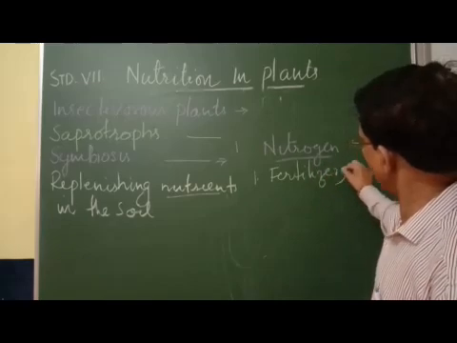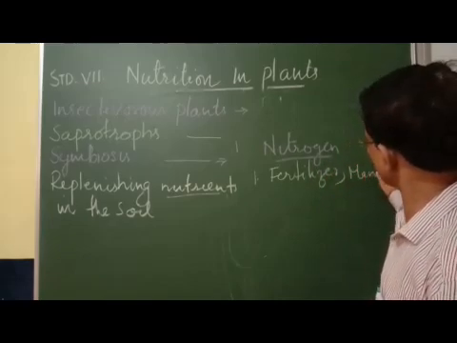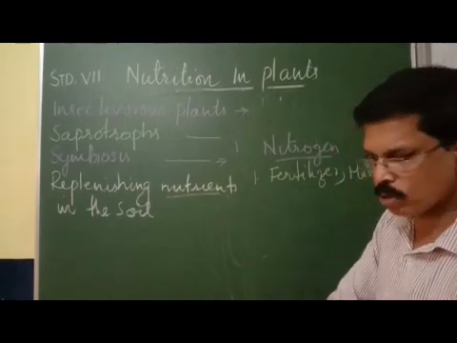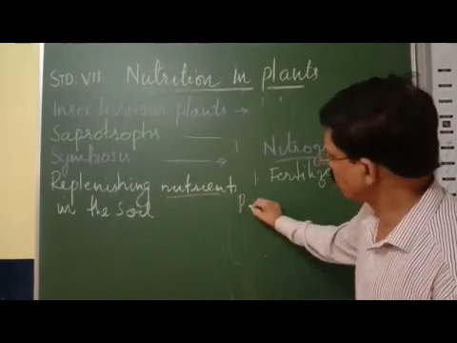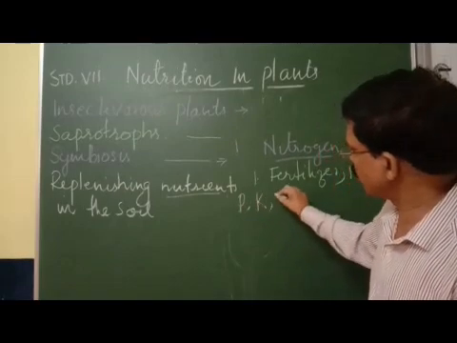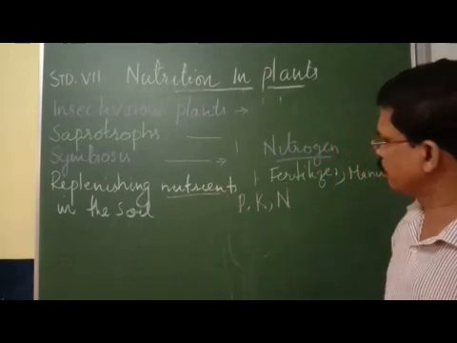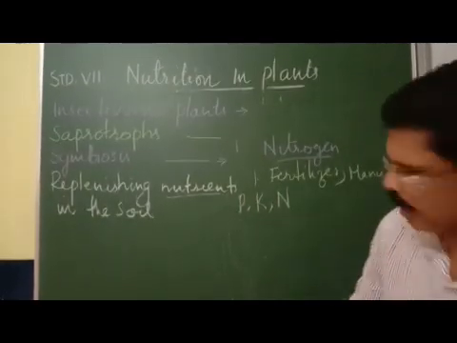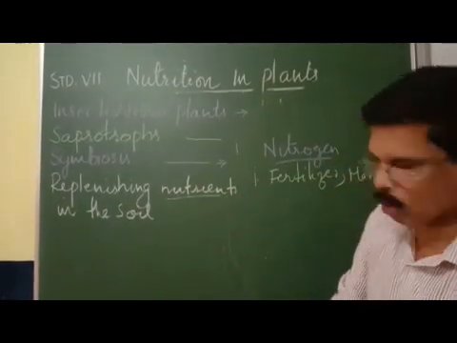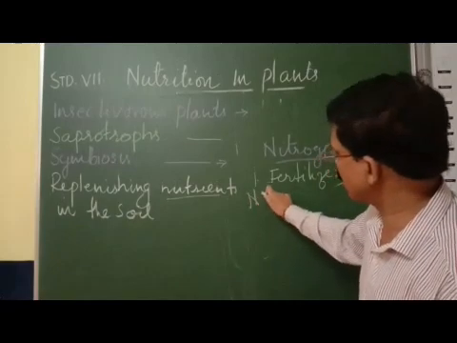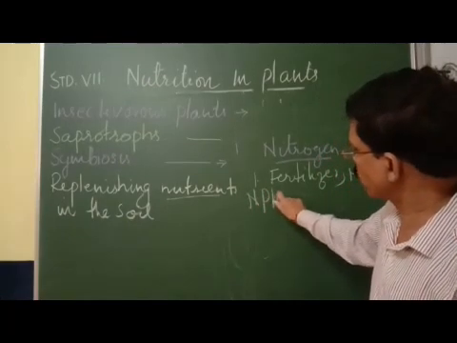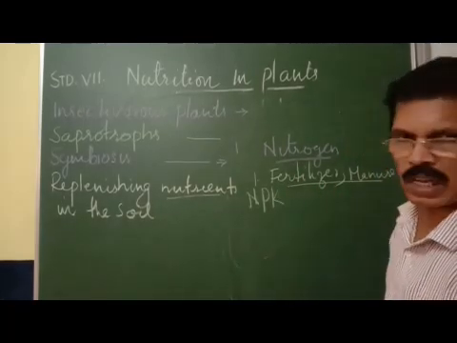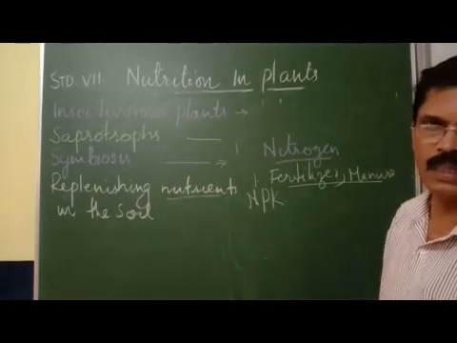Fertilizers and manures that farmers add to the soil are rich in phosphorus, potassium and nitrogen. That is what is called NPK. We can write in the order N nitrogen, P phosphorus, K potassium, NPK. They are rich in NPK, nitrogen, phosphorus, potassium. So plants get this easily.